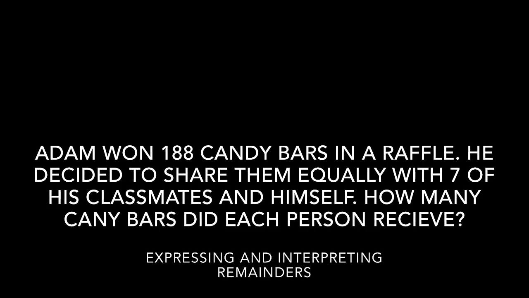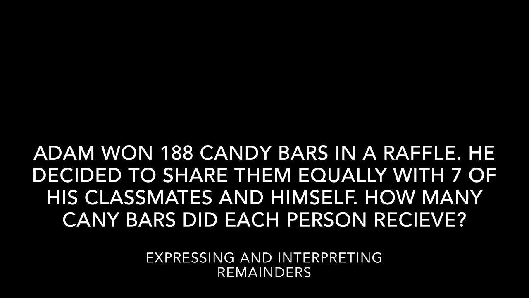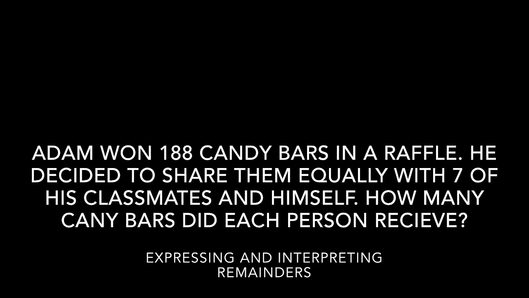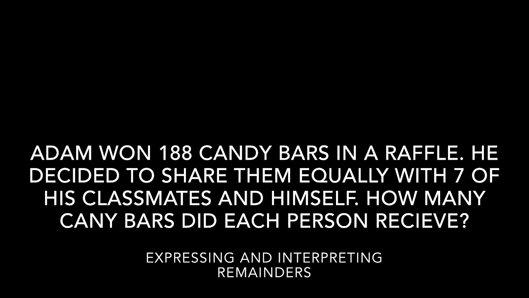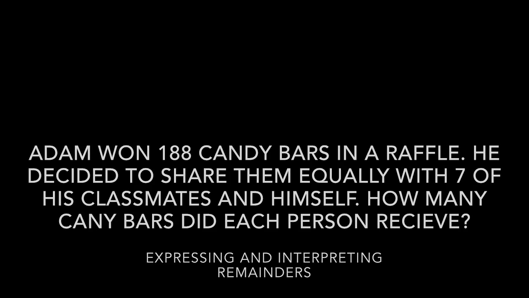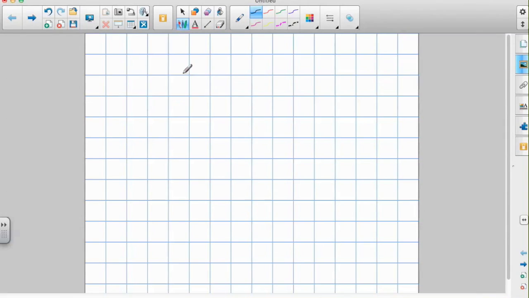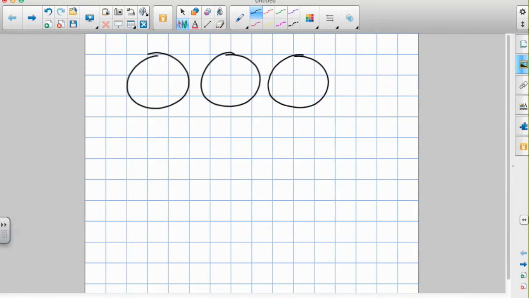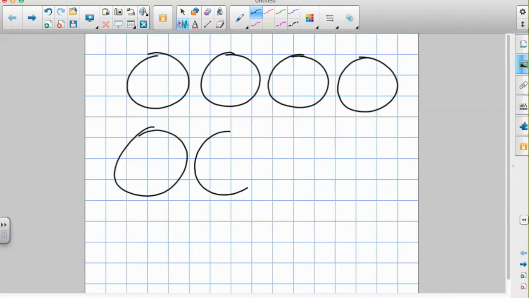Our first problem is that Adam won 188 candy bars in a raffle. He decided to share them equally with 7 of his classmates and himself. How many candy bars did each person receive? The first way we can look at this problem is we can draw circles to represent each person. And remember, this is 7 of Adam's friends and himself. So that's 8 people total. And they each share 188 candy bars.